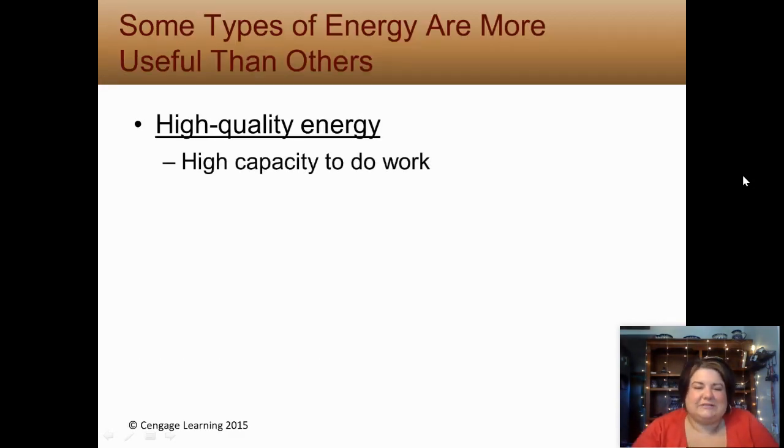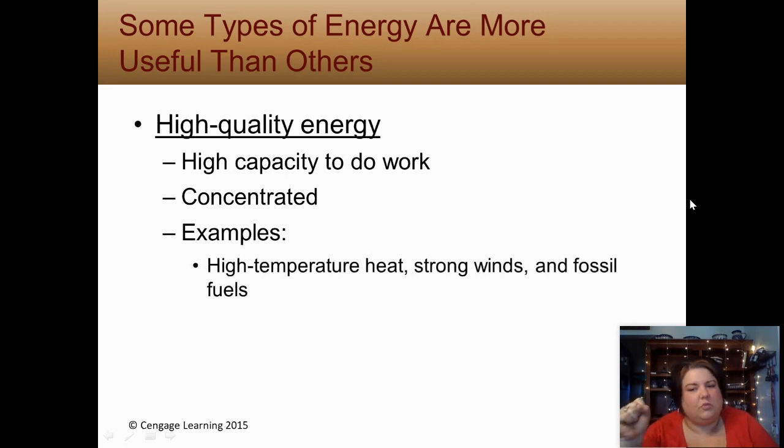High quality energy has high capacity to do work. It's concentrated. So we're talking about high temperatures. We're talking about strong winds. We're talking about fossil fuels, where when you break those hydrocarbon bonds, the carbon-hydrogen covalent bonds in the hydrocarbon chain, it releases a lot of energy in a small amount of time. So that's concentrated energy. Concentrated sunlight even.